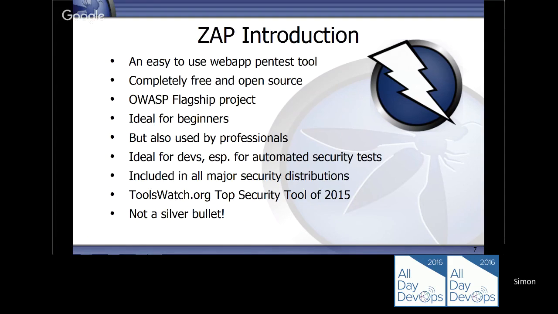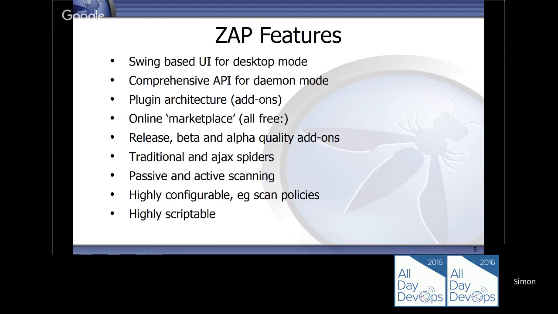Some of the ZAP features: it has what we're now calling desktop mode, so a Swing-based UI. This allows you to see what's going on. It's a great way to start using ZAP. But we've also got the daemon mode, which is obviously ideal for automation, and we have a very comprehensive API which allows you to drive ZAP in nearly the same way you can drive the desktop as well.